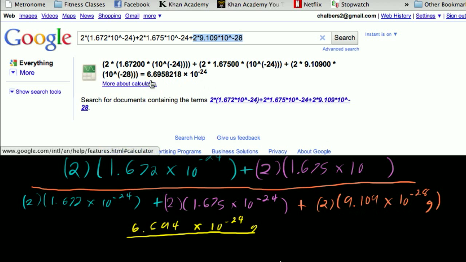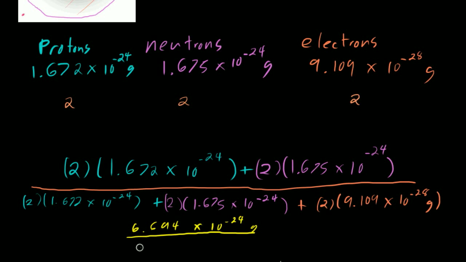This is going to be the mass of our 2 electrons inside of our helium atom. And this is going to give us the mass for our denominator, which is going to be 6.6958. Let's write that down. So this is going to be 6.6958 times 10 to the minus 24 grams.